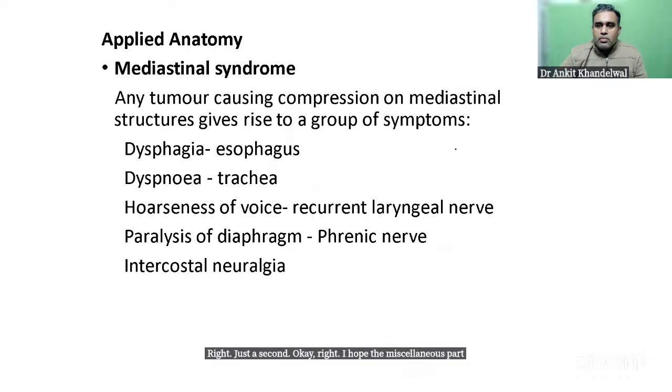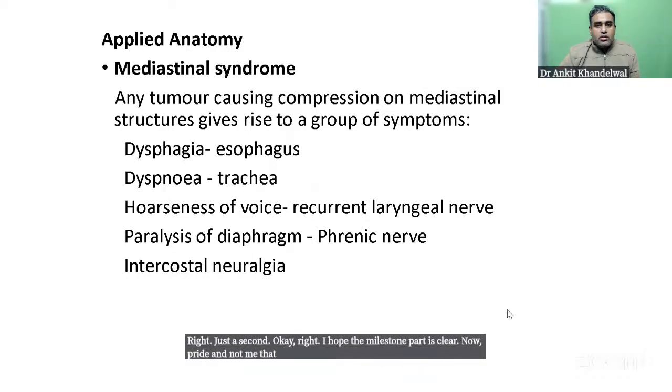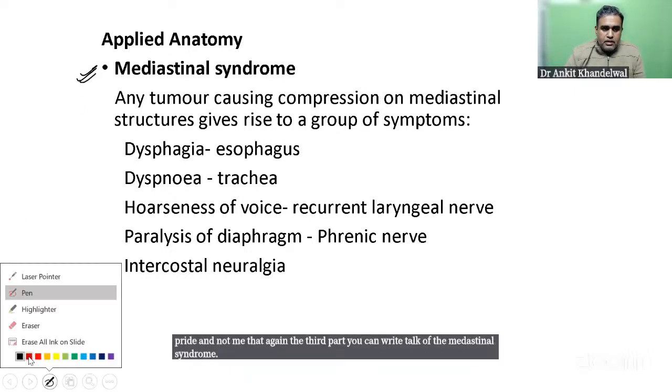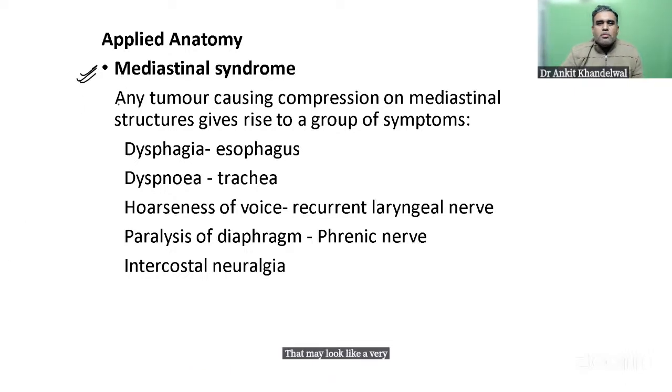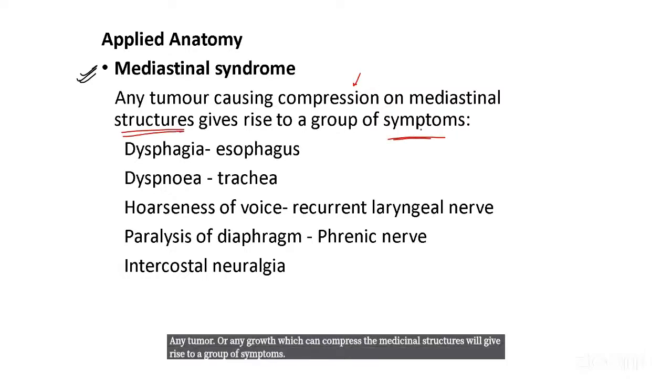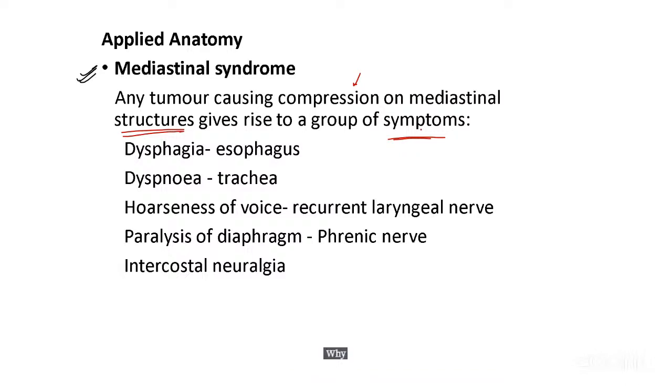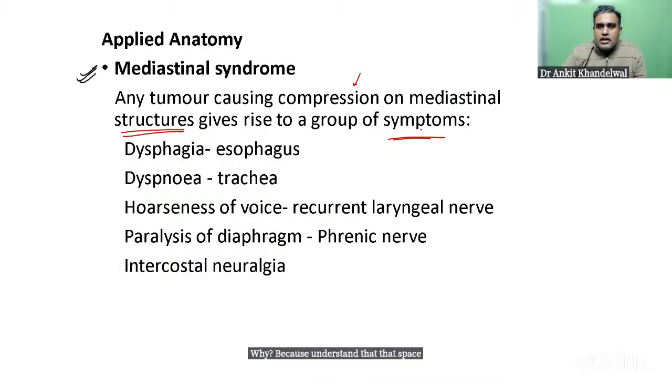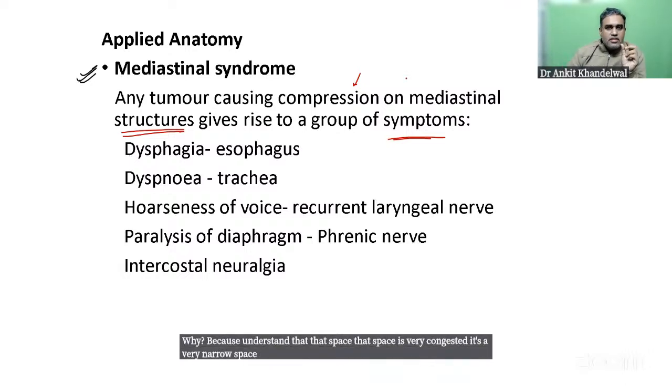Now, applied anatomy, that in the theory part you can write. Talk of the mediastinal syndrome. Now, that may look like a very big topic. Any tumor or any growth which can compress the mediastinal structures will give rise to a group of symptoms. Why? Because understand that that space is very congested. It's a very narrow space. The mediastinal space is a very narrow space.